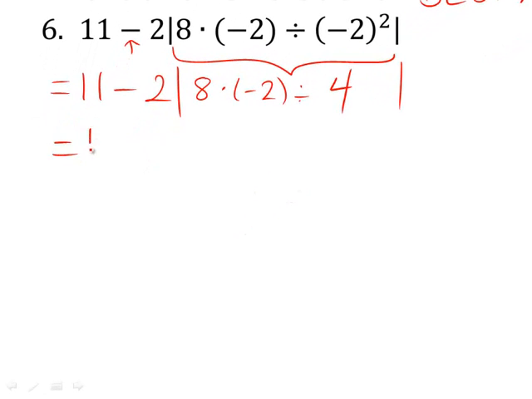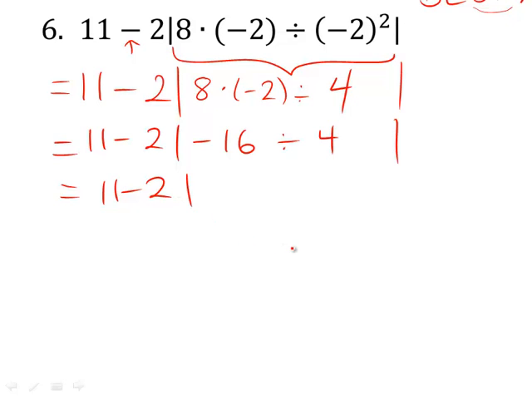Alright, let's continue. So 11 minus 2 times this whole thing. Let's simplify this. We only have a multiplication and division, so when it's down to multiplication division, you can do it in order left to right. Doesn't matter which one you do first. 8 times negative 2 is negative 16, and rewrite the divide by 4. That gives you negative 16 divided by 4. That gives you negative 4. The absolute value is still there. Once it's down to one number, you can evaluate the absolute value.